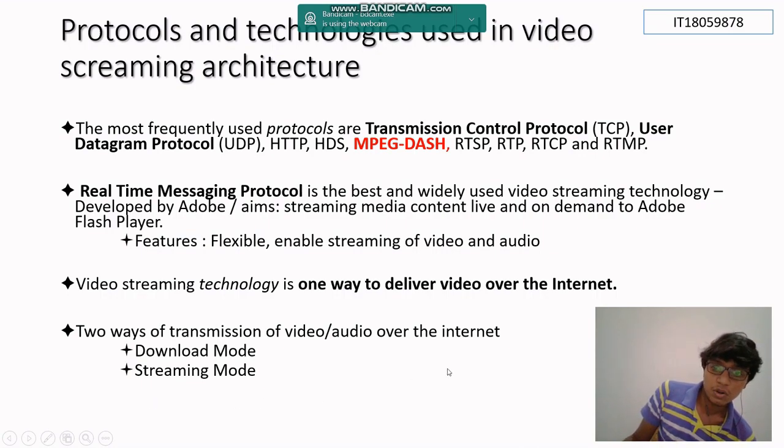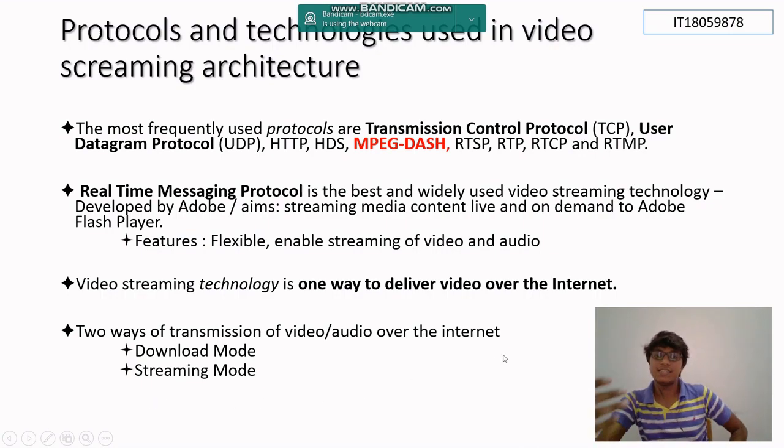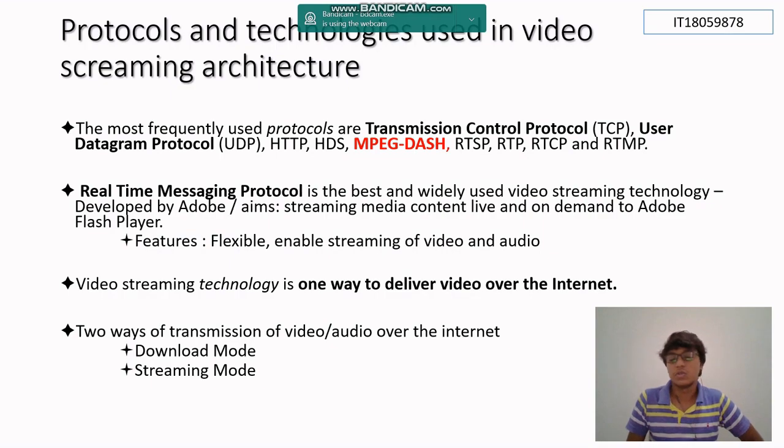There are two ways of transmission of video and audio over the internet: download mode and streaming mode. Normally we use the download mode because it uses less data. The less data we will consume if we use the download, since it's one time. If we stream it, we are going to consume more data.